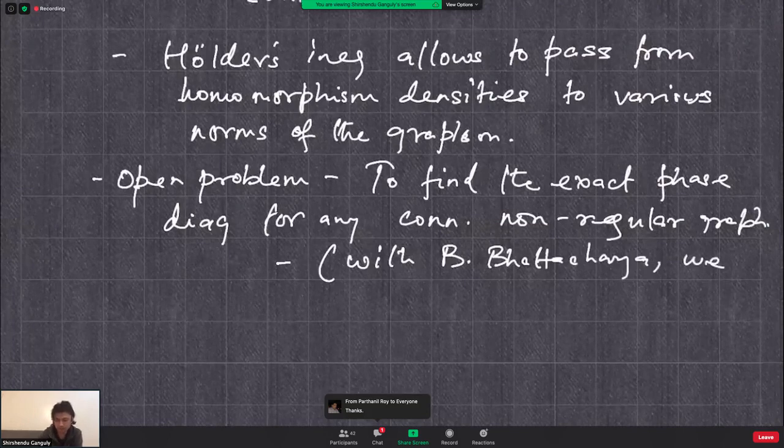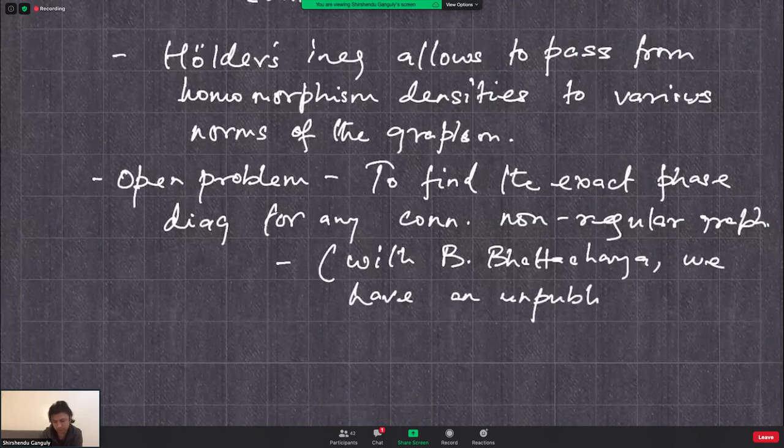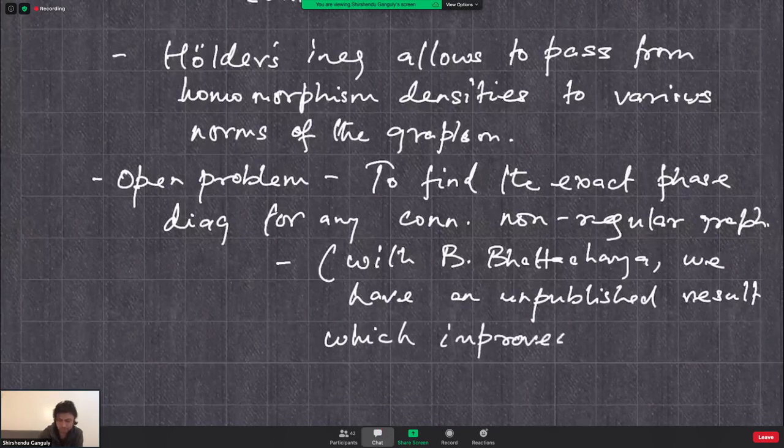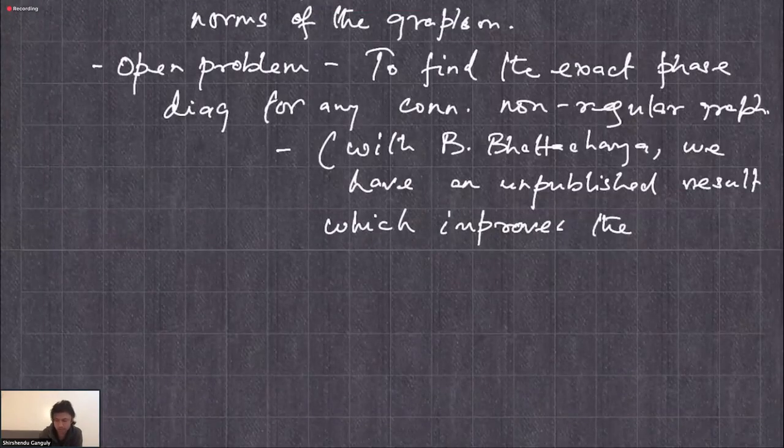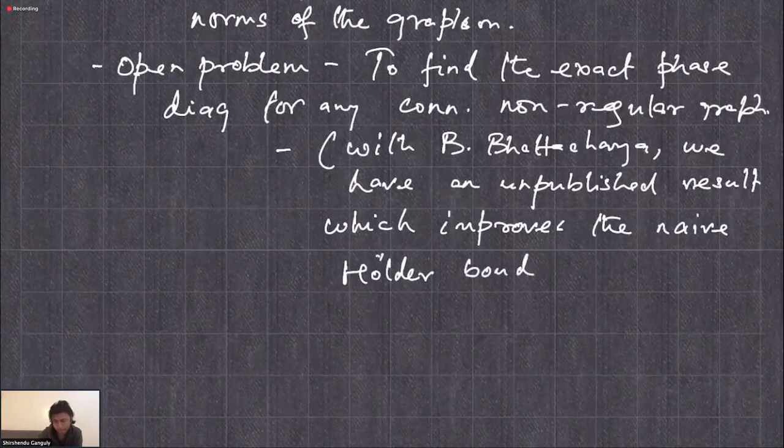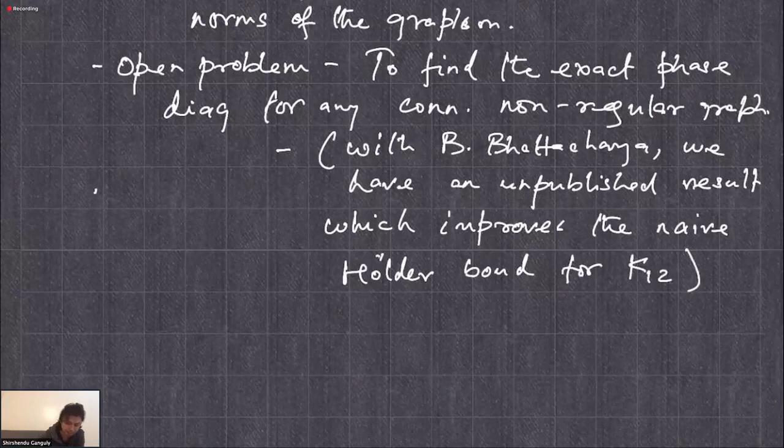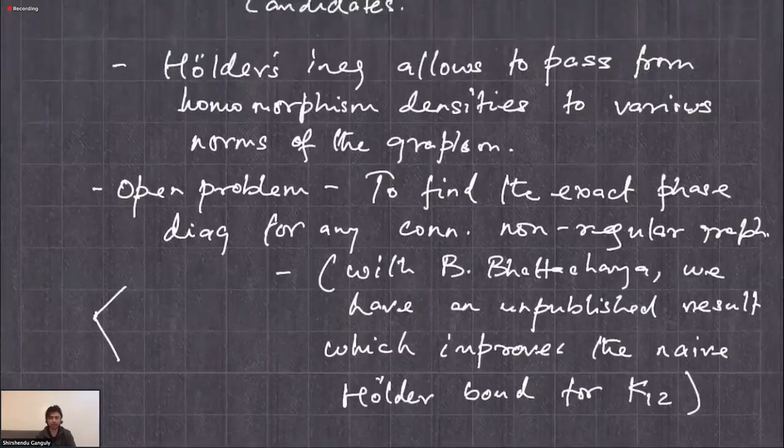We have an unpublished result, actually, it's been around for some time, which improves the naive Holder bound for K12. So even for a path of length 2, getting the exact region is open.